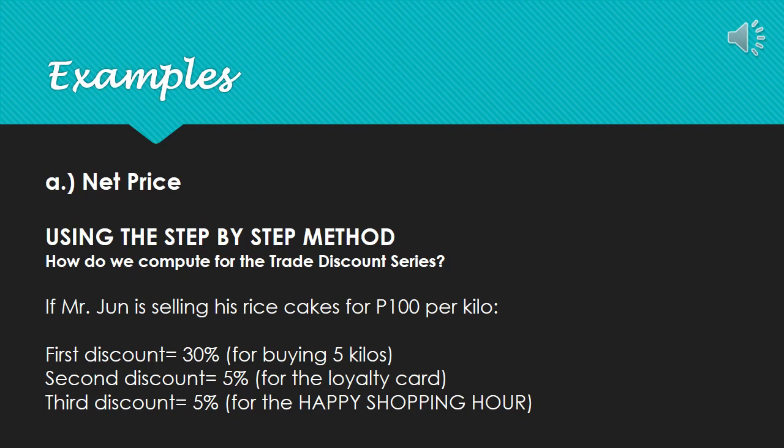So, in solving the net price, we have two methods that we can use. But first, we use the step-by-step method. So, how do we compute for the trade discount series? If Mr. June is selling his rice cakes for 100 per kilo, so ito yung mga discounts na maa-avail ni Jem. First discount, 30% off for buying 5 kilos. Second discount, 5% off for the loyalty card. And the last discount, 5% for coming on the Happy Shopping Hour.